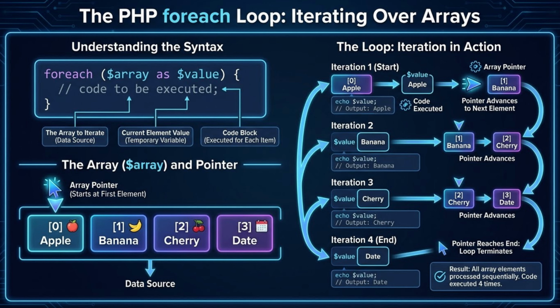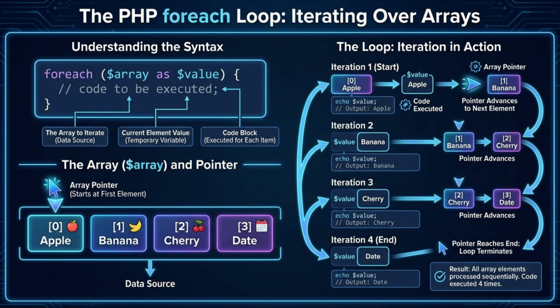The best part about the Foreach loop is that you don't have to worry about array indexes like 0, 1, or 2. PHP handles all of that behind the scenes. Your job is simply to write what should happen for each item. This makes Foreach the easiest and most readable loop for working with arrays.